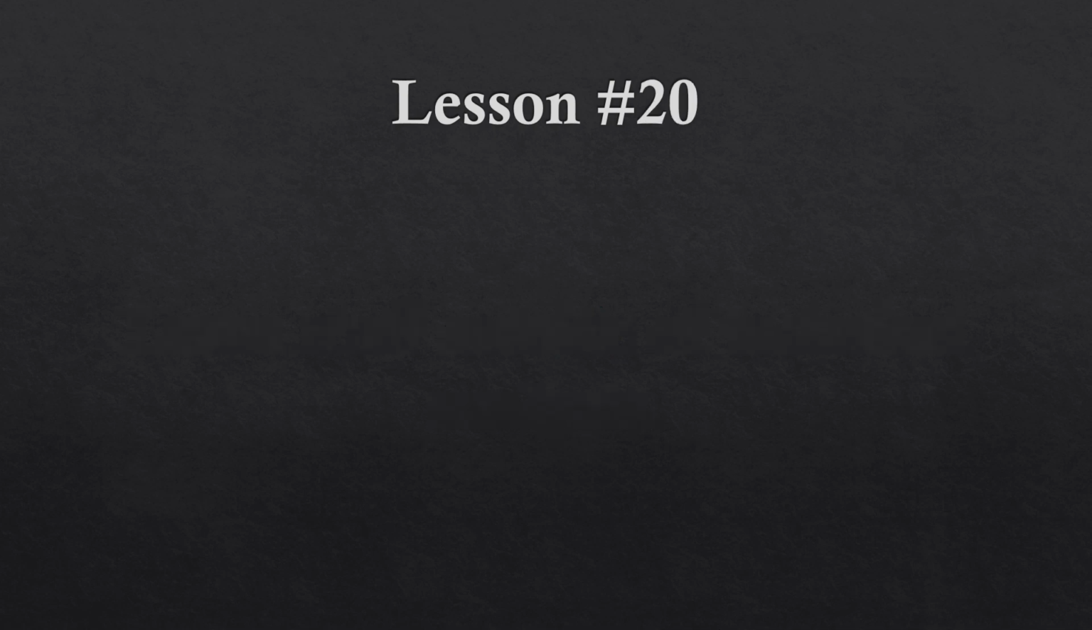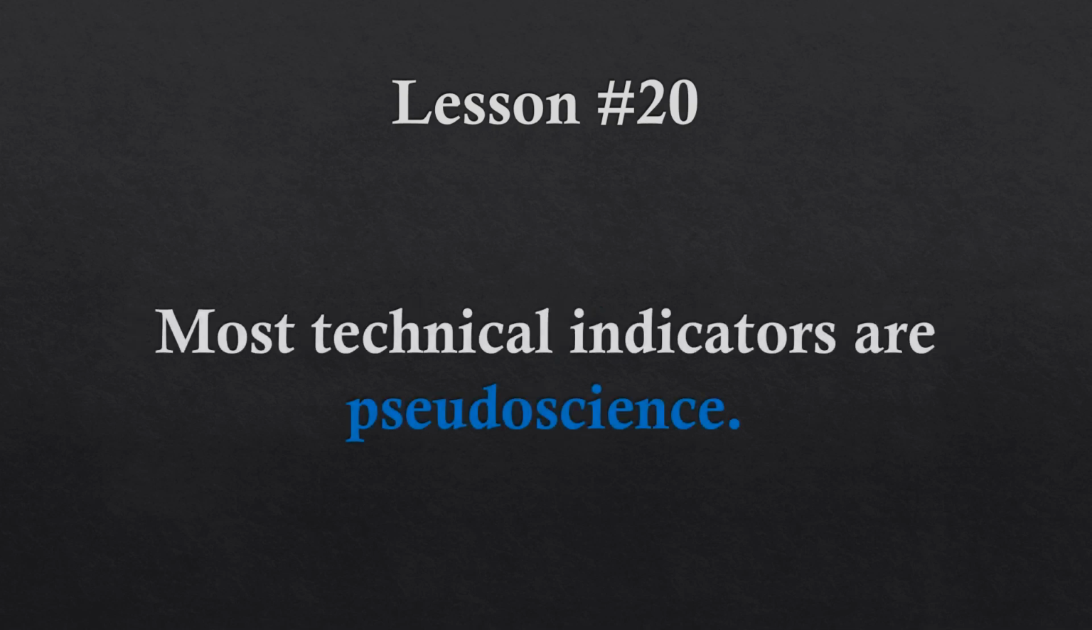Lesson number 20. Most technical indicators are pseudoscience. Most technical indicators are an invention of some trader at some point in time observing empirical evidence about the markets, and because of that, most technical indicators make no scientific sense, even though they seem scientific. There is no established scientific theory that supports any of the technical indicators used by most retail traders.